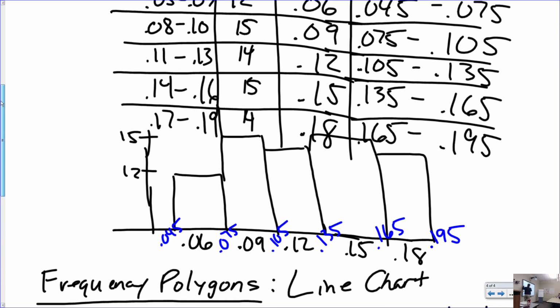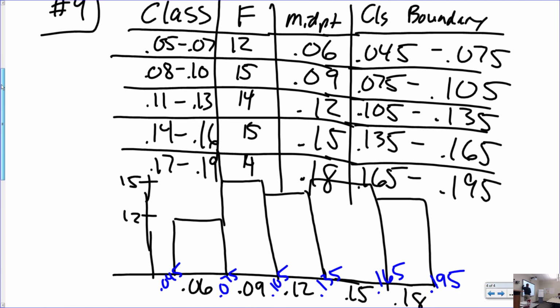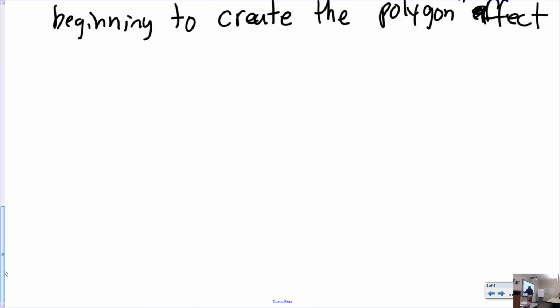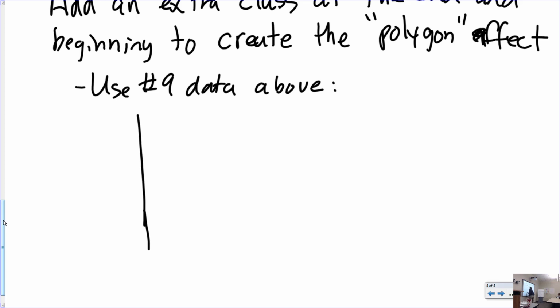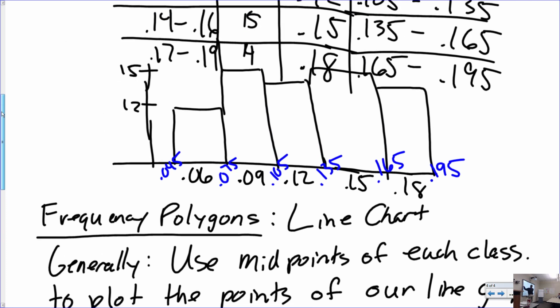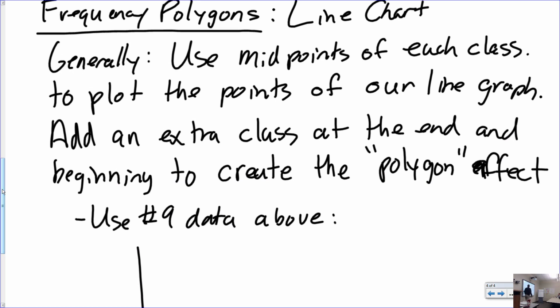So let's use the same example we were working with just a little bit ago, this number 9. Except instead of creating a histogram, let's create a frequency polygon, okay? Let's use the number 9 data above. And what were my midpoints again? 6, 9, 12, 15, 18. Now, what did I say I had to do? Add an extra class at the beginning and the end, okay?